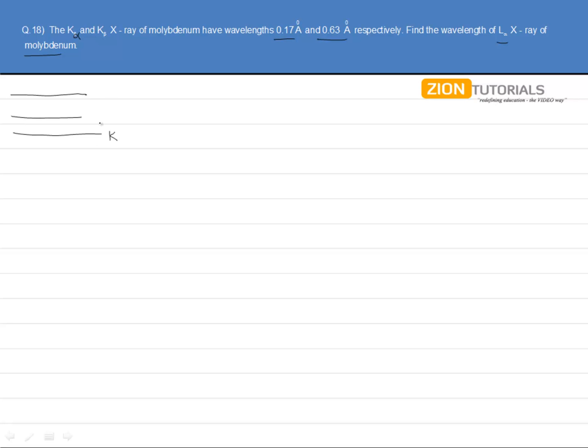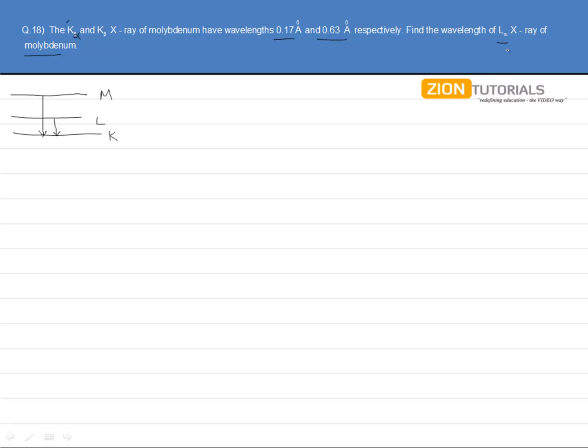If we take this to be K, L, M, N, then K alpha means K is the orbit on which the electron is getting jumped, and alpha means first transition. So it is from L to K. This is the K alpha transition. K beta means coming onto the K, but beta means the second transition. And the second possible transition is M to K.